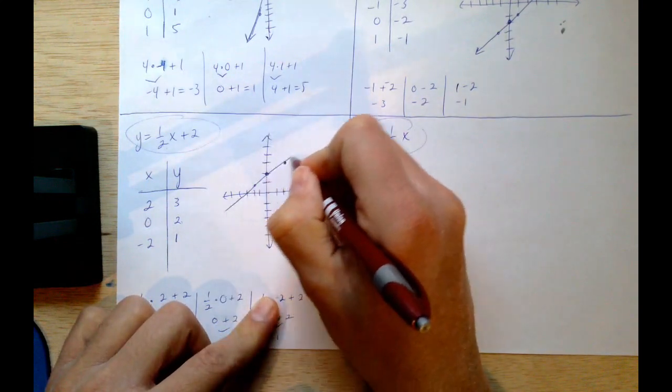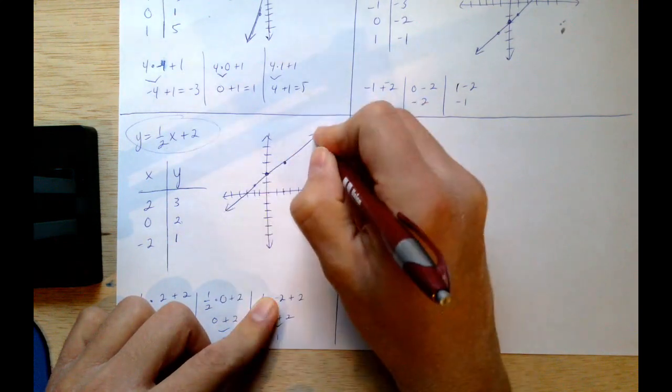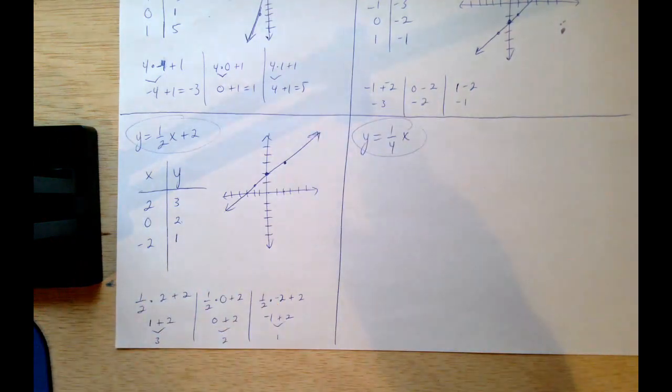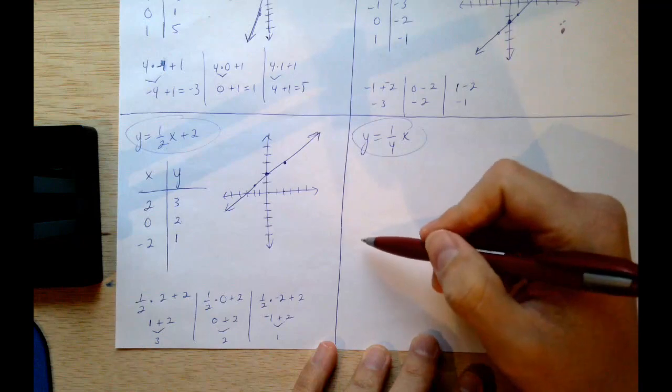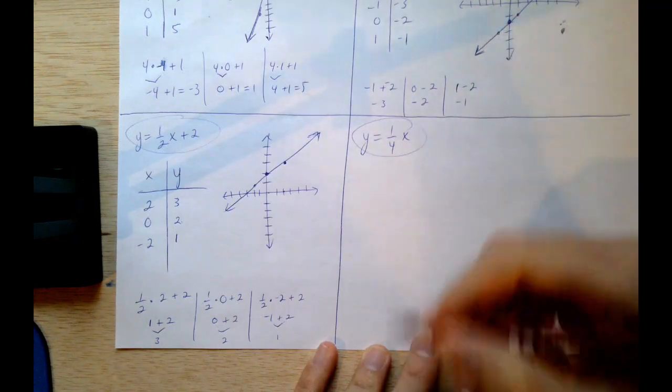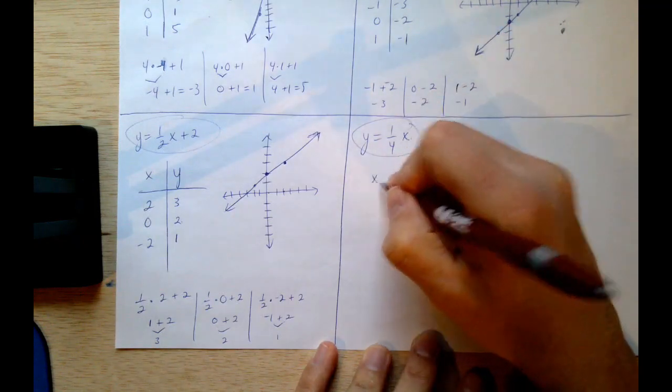Again, use a ruler to connect these. Extend your lines and include arrows. All right, if you notice that your line's not diagonal, then you should go back and double check your work, because chances are your table may be wrong.